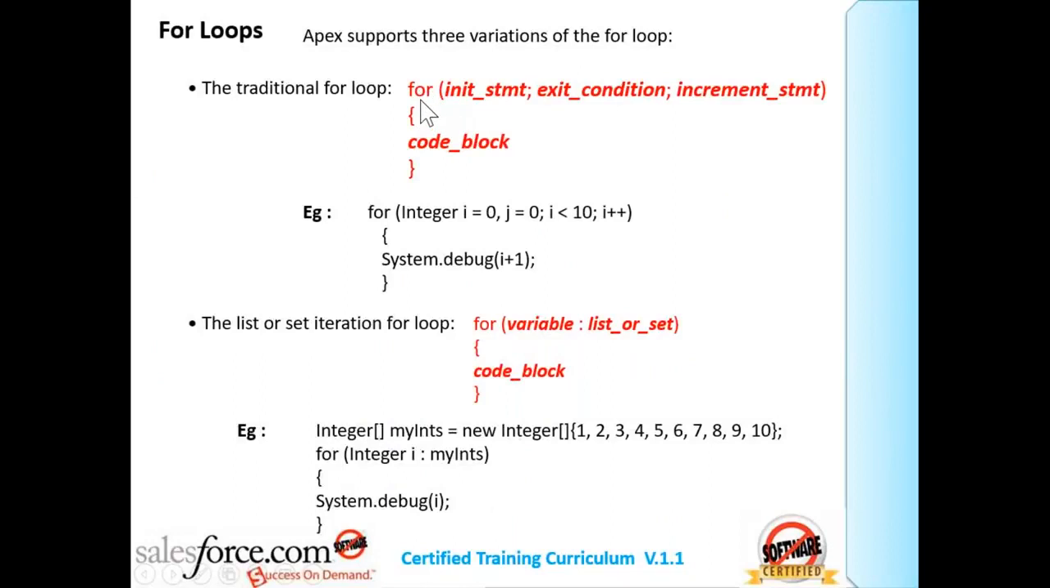The for loop structure: for, initial statement, then exit condition, then incremental statement. For initial statement, semicolon, second parameter exit condition, semicolon, third parameter incremental statement. Clear? You don't need to write this example.